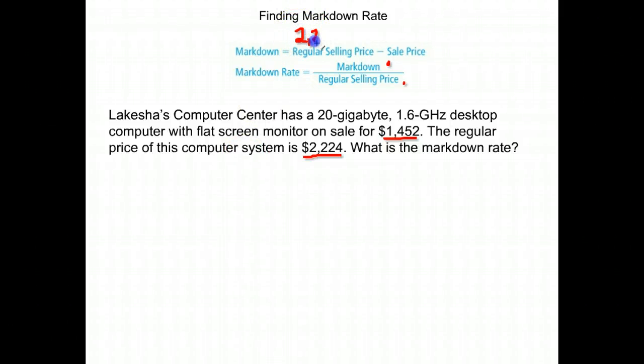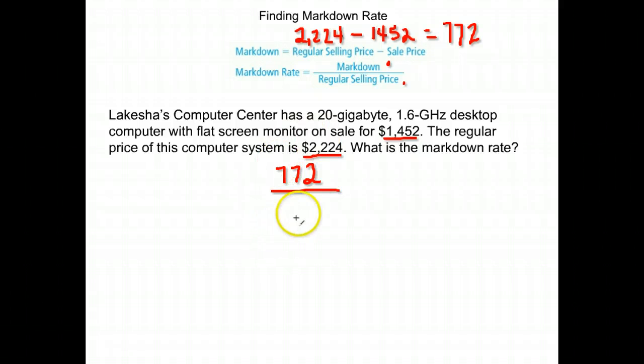So the first thing we have to do is find our markdown. So we take the regular price of $2,224 and subtract from that the sale price of $1,452. When we do, we get $772 was the markdown. Now we can find the markdown rate. We take our markdown of $772, divide by the regular selling price.